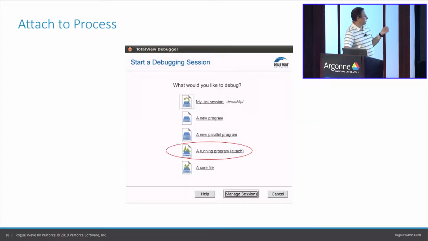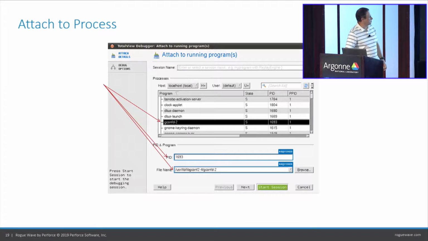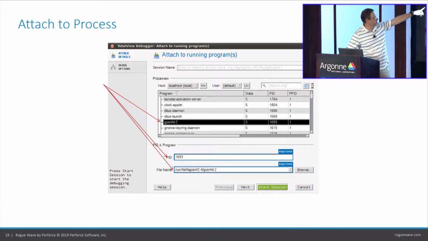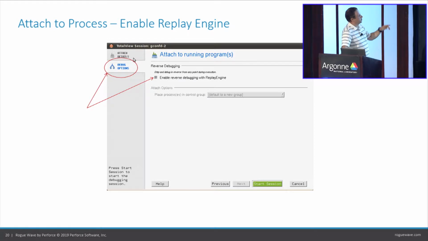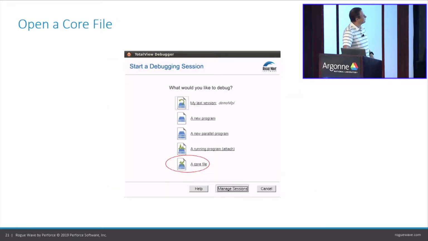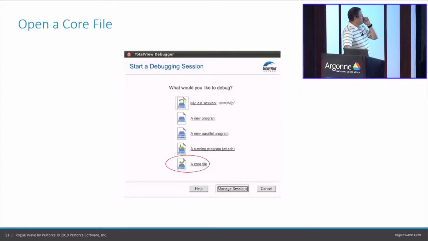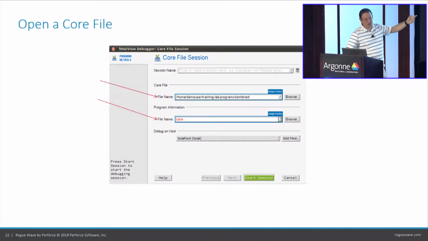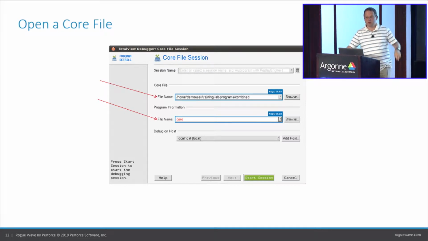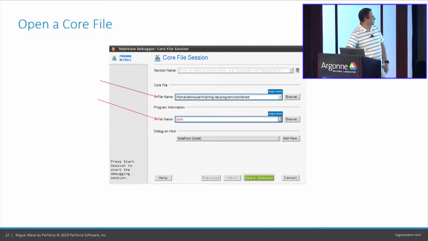If you're trying to attach, and this is what I was talking about with remote debugging, you can select different hosts that you want to attach to. You can select the program and just start a session. You can also enable reverse debugging there. To start from a core file, you can just type in the file name. Usually it's core, but sometimes it's core dot some number, and then hit start session.